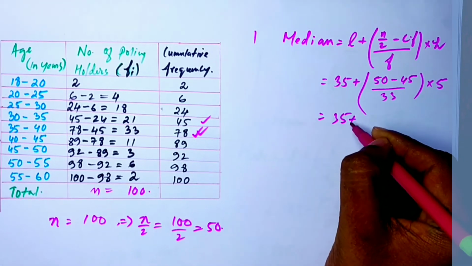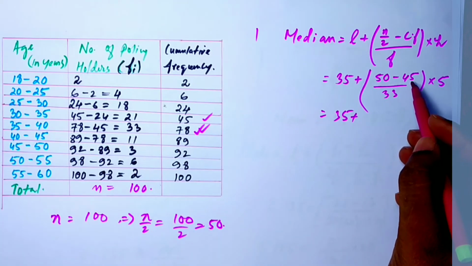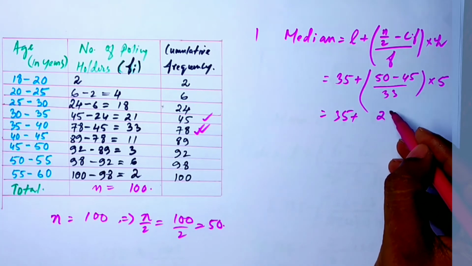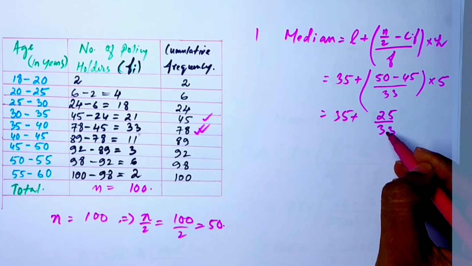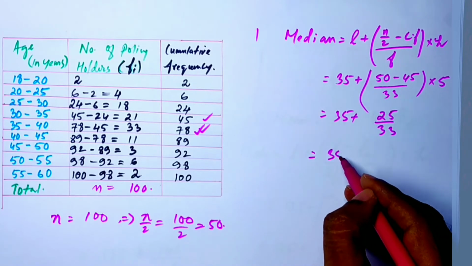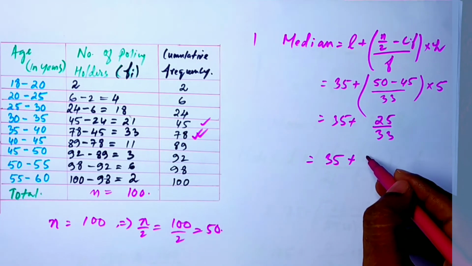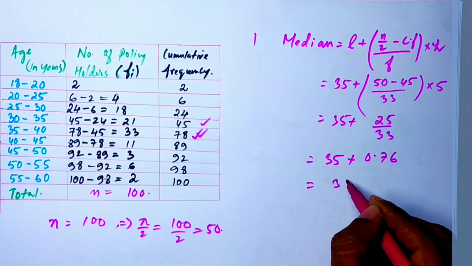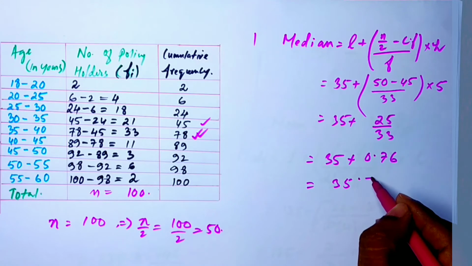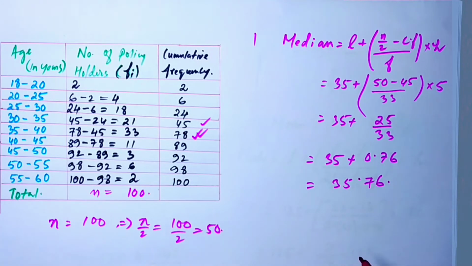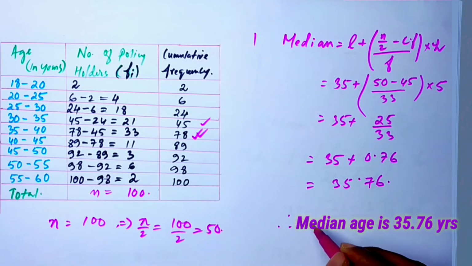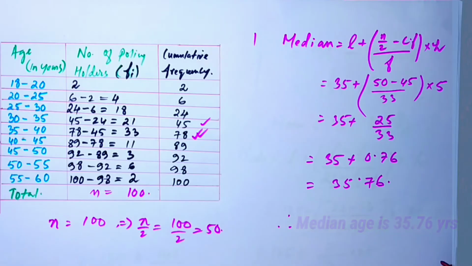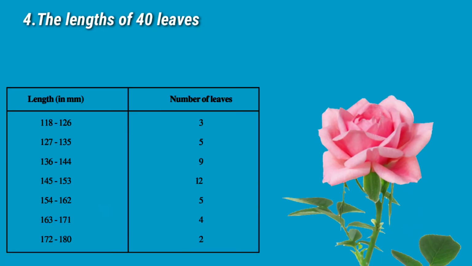35 plus 50 minus 45 is 5. Then 5 times 25 divided by 33, which after calculation we add to 35 and get 0.76. So this will be 35.76. Therefore, the median age is 35.76 years. This is our answer.